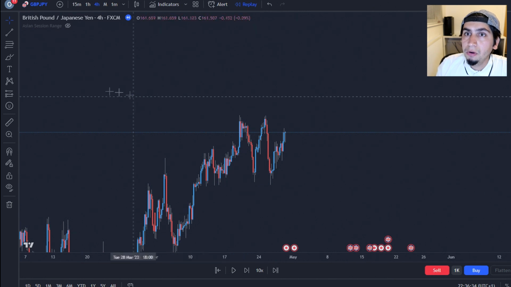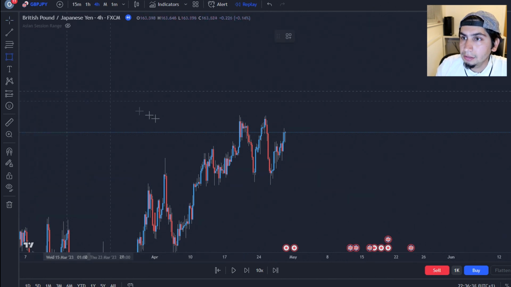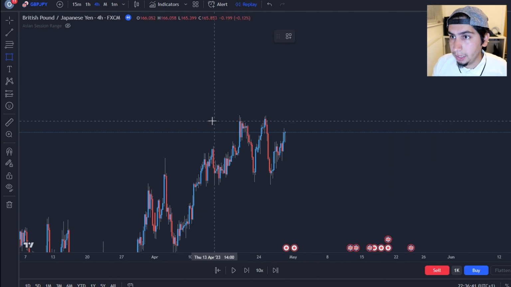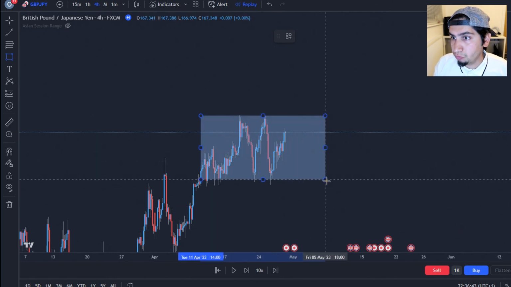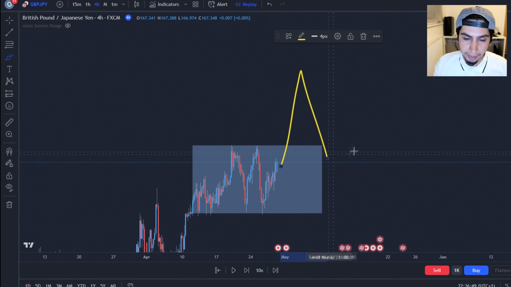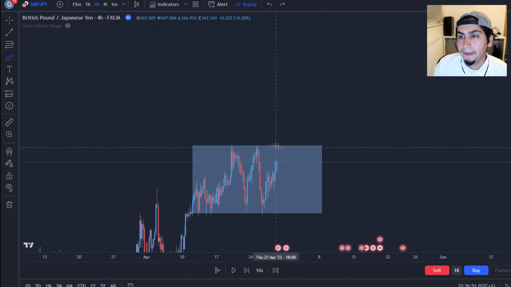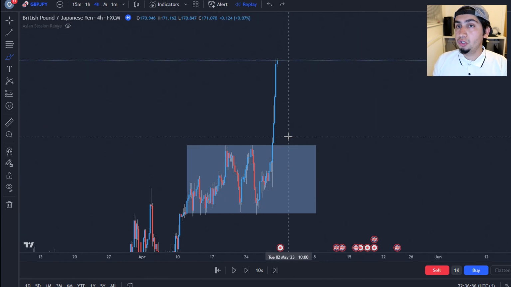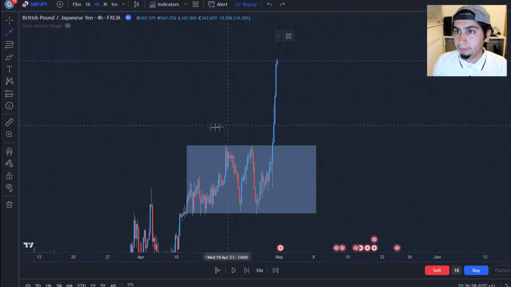So here we have the 4-hour GJ market structure. GJ is the pound against the Japanese yen. Here we had an area where price was ranging, and what we're expecting is price to essentially take this, come back for us to buy. Okay, and just like that, you have a very strong break of structure.